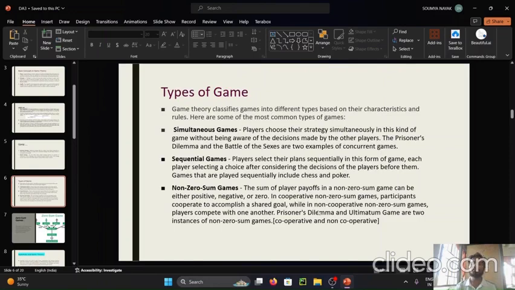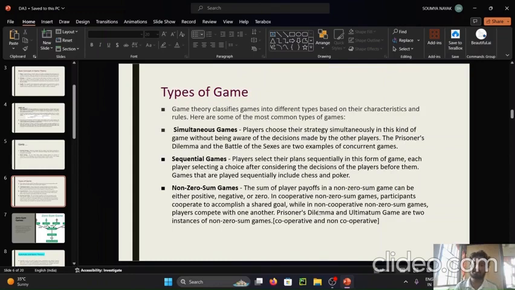What do you mean by a simultaneous game? In a simultaneous game, players choose their strategies simultaneously, without being aware of the decisions made by other players. As we discussed before, the person is choosing some strategy for himself but without knowing what the opponent is choosing. This type of game is called a simultaneous game, where we have examples like the Prisoner's Dilemma, the Battle of the Sexes, etc.